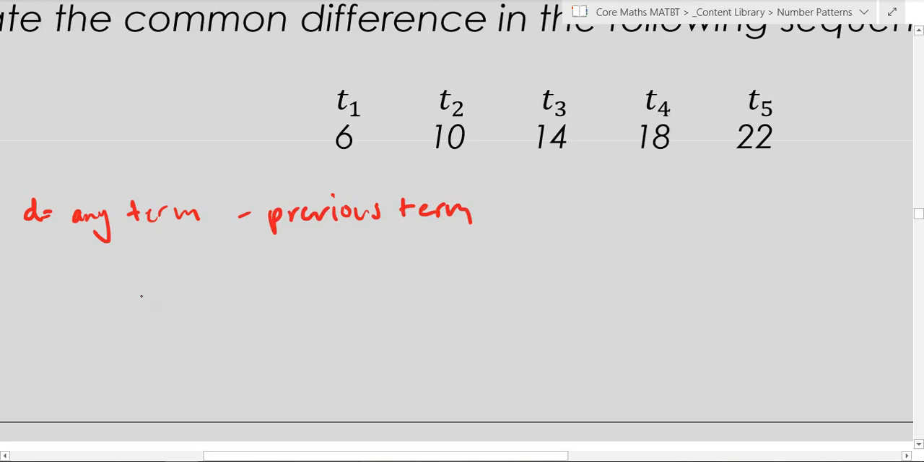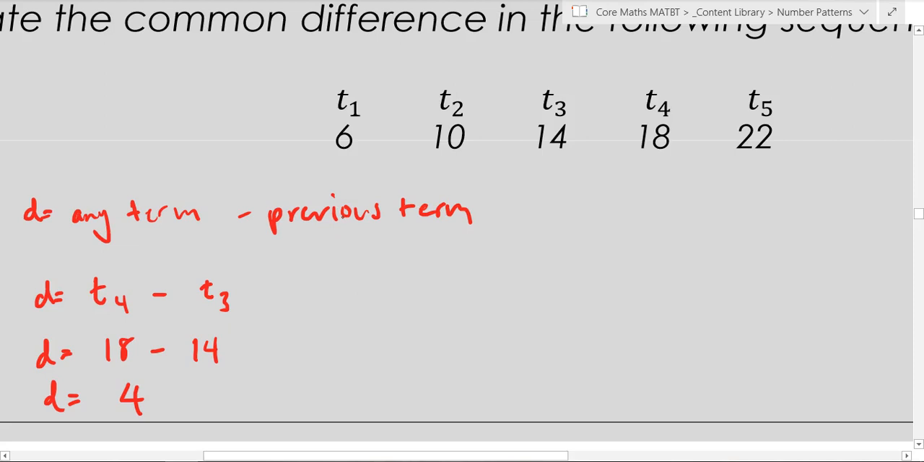So let's go with any, I'm going to pick any of these terms. I'm going to do them a couple times. So I might go T4, take away T3. Okay, so remember it's any term minus the term before that. So for the fourth term, the term before that would be term number 3. So in this case, T4 is 18, my bad, and then T3 is 14. Therefore, the common difference is 4.